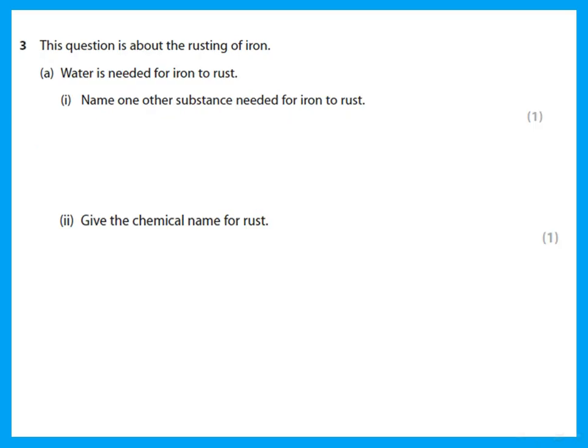This question is about rusting. Water is needed for iron to rust. So we said for iron to rust, we need water. Name one other substance that is needed for iron to rust. You have to remember that. For that piece of iron to rust, we need water and oxygen.